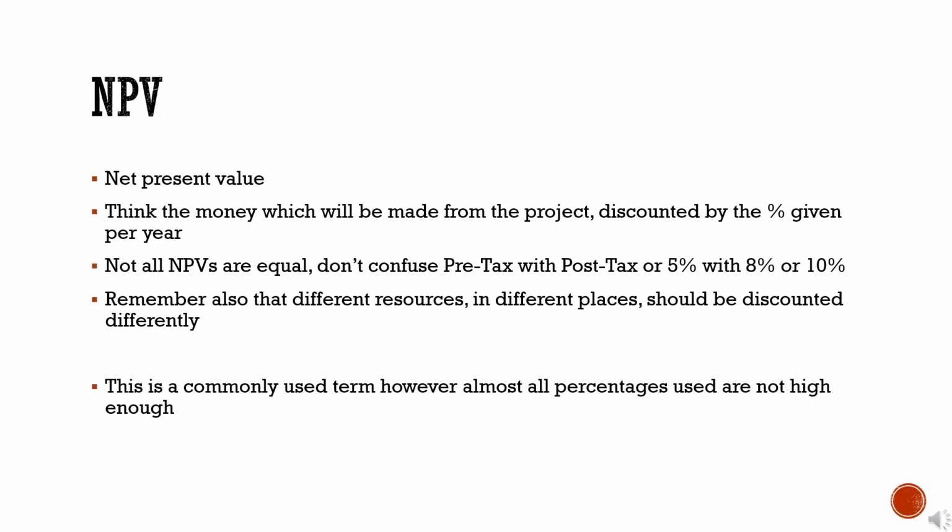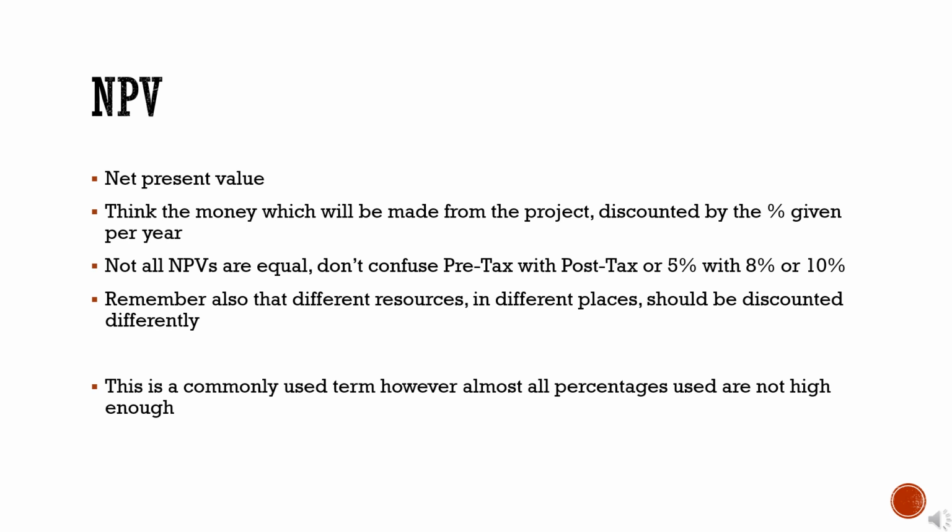To start with, a very commonly used abbreviation is NPV. NPV stands for net present value. Think of the money which a project will make, discounted at the percentage given in the NPV each year. Note that not all NPVs are created equal, as some use 5%, some use 8%, and some 10, some 7, and there's plenty of different numbers.